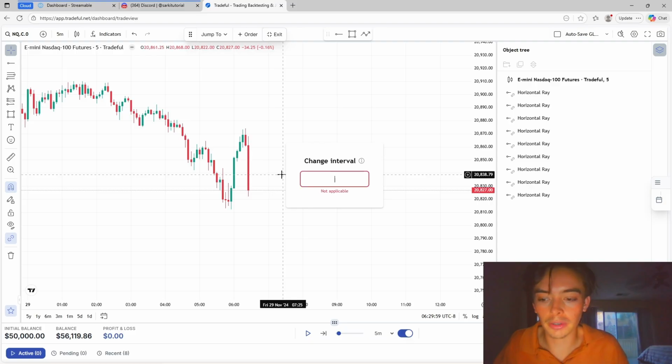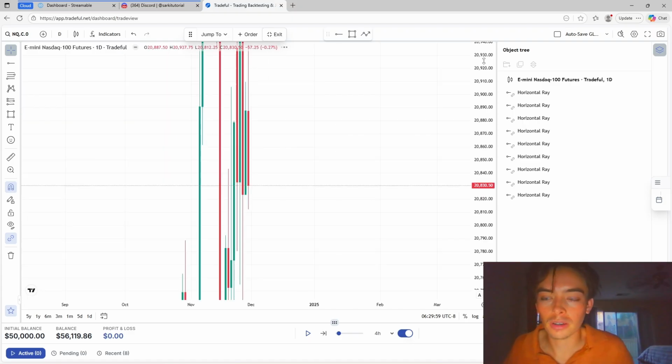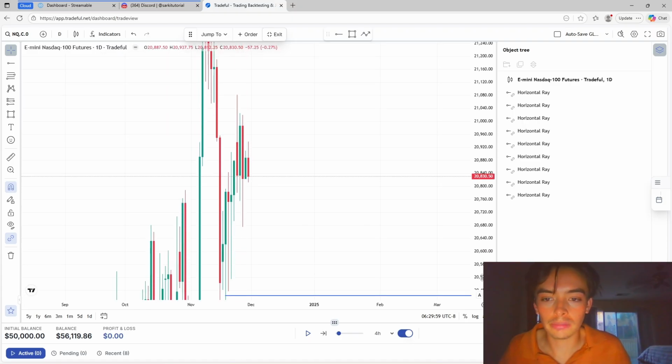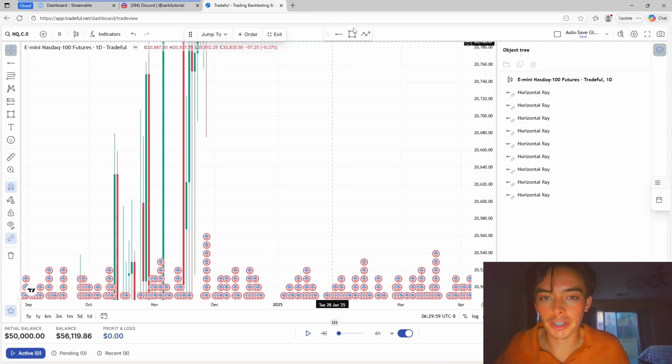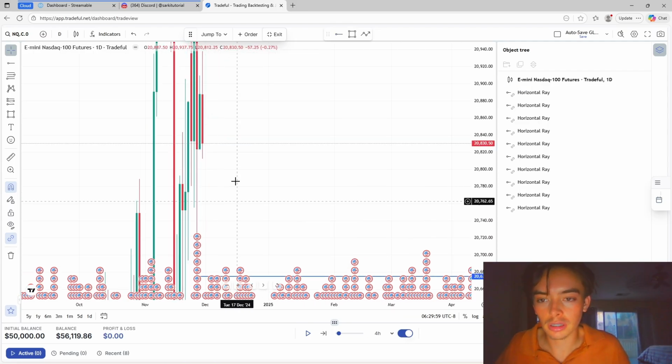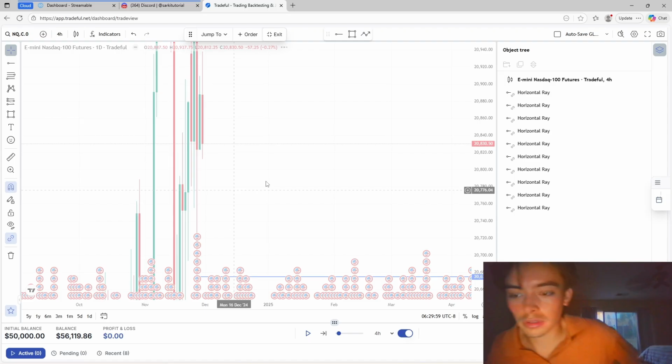Okay, so let's see what we got going on here. Daily time frame. Okay, I'm actually pretty bearish here. Let's see what we got going on the 4 hour time frame. Let's see. 4 hour, of course, this just doesn't work.